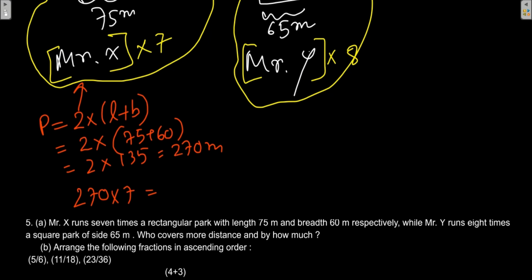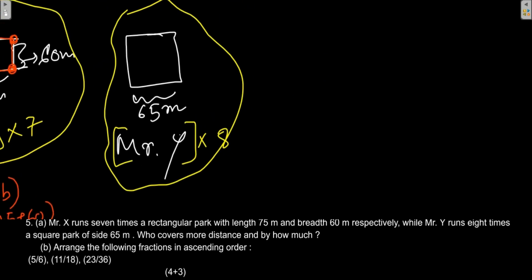If there is any confusion, please tell me in the comment section so that I will know. So the ultimate path covered by him would be 1890. Let's go for Mr. Y. Mr. Y is on a square path now. If he starts from this point, he will go to this point, again to this point, again to this point, and again come back here. In this manner he has covered the perimeter 1 time.